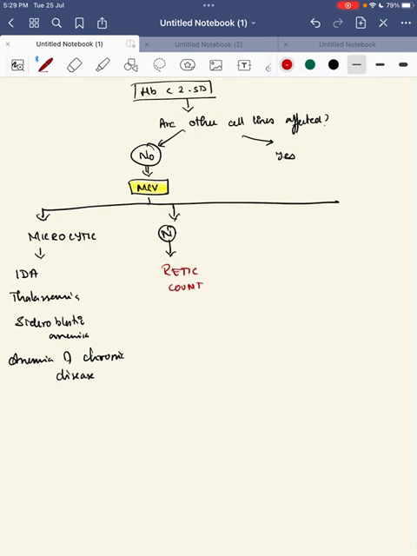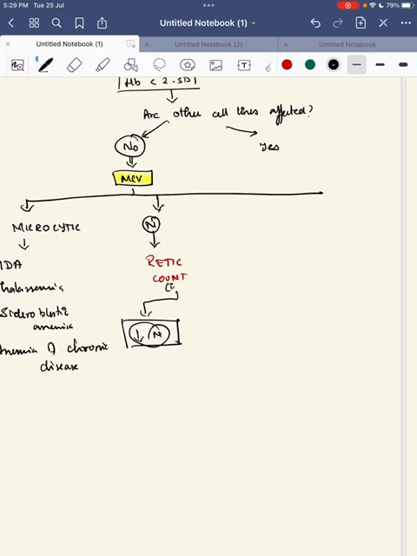Okay, when the retic count is low or normal, or this retic index or retic percentage, when it is normal or low, it can be due to infection that is affecting the bone marrow, or it can be due to lead poisoning. Lead poisoning mainly affects the bone marrow.